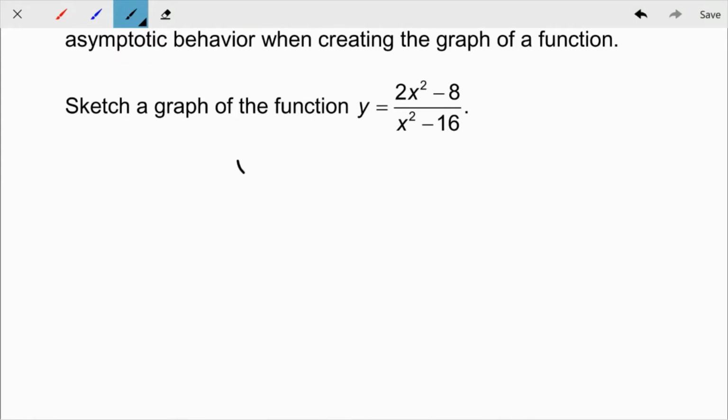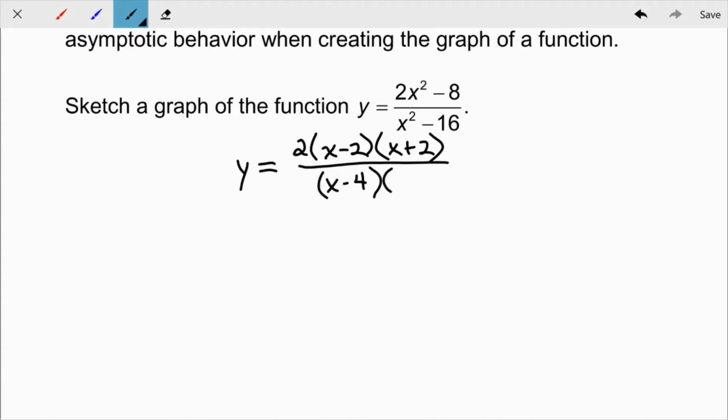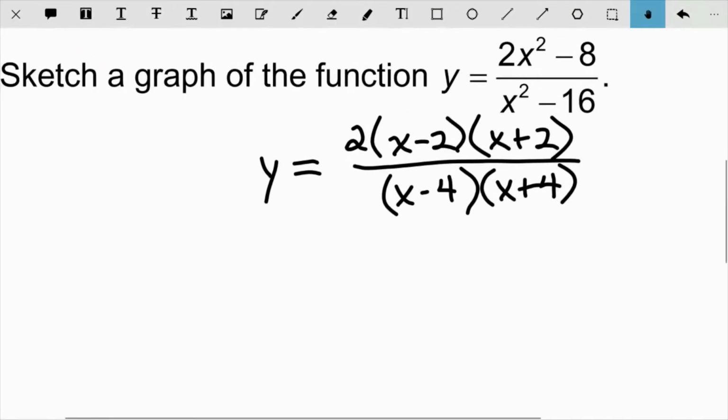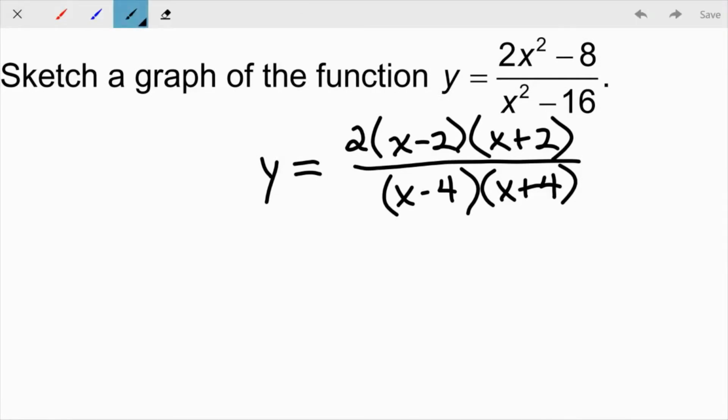And what I'm going to do is I'm going to rewrite this in a factored form, and you'll see why in a second. But 2x squared minus 8, I could factor a 2 out, and then I can factor the remaining x squared minus 4 into x minus 2 times x plus 2. And then in the denominator, obviously, that factors into x minus 4 times x plus 4. Now, the purpose of that is I'm trying to make it a little bit more obvious where some of these main things are going to come from. And what I'm talking about in terms of main things are things that you already know how to do or you did before you came into this course.